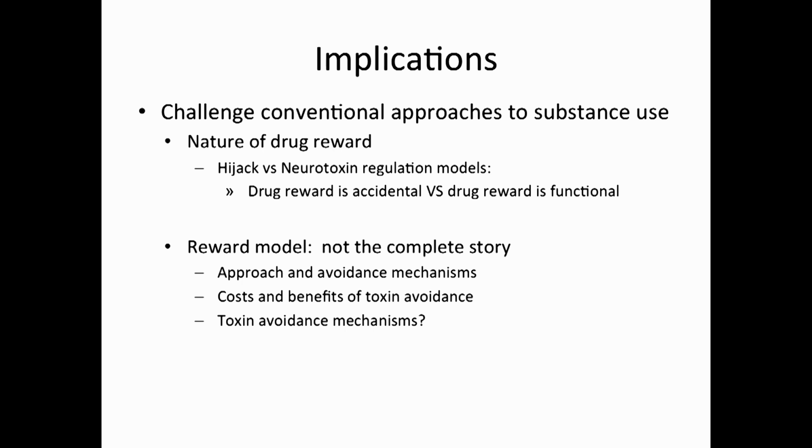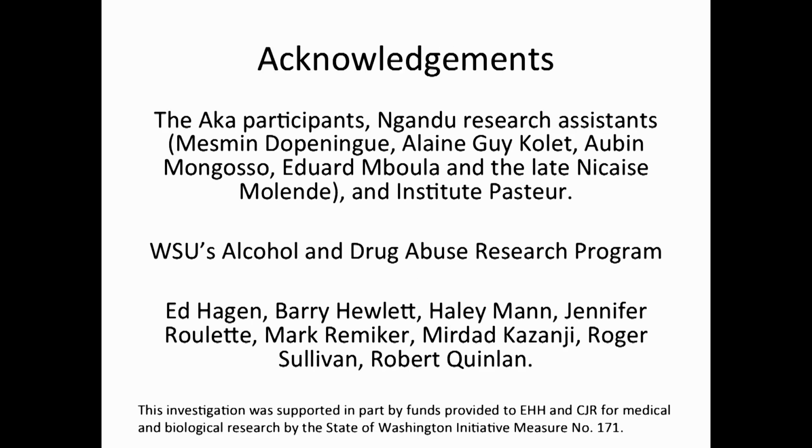And I'm going to end by saying, the reward model, as far as biology goes, is not the complete story. It's not incorrect, but it's not the complete story. We're learning a lot more about dopamine. I think we really need to consider approach and avoidance mechanisms, so toxin avoidance mechanisms, bitter taste receptors, aversive learning, especially in children and reproductive-aged women in these natural fertility populations. They are also part of that story, and we need to consider the evolutionary costs and benefits of exposing yourself to these neurotoxins. I'd like to acknowledge all the participants in the study, the Ngandu research assistants.